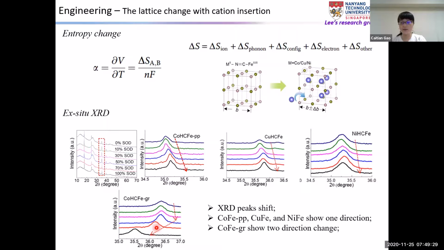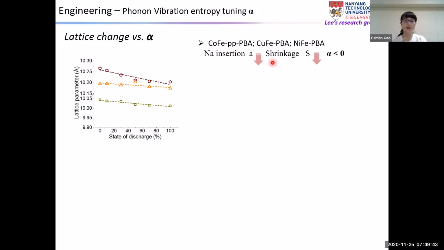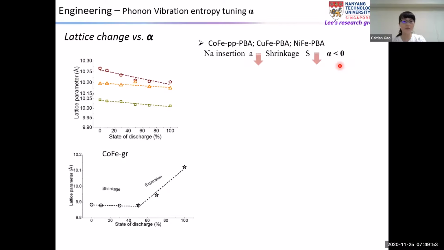So it's very interesting. And we draw such a plot here, and we found in these three materials, the lattice parameter decreased during the sodium ion insertion. That means the lattice has a shrinkage tendency, and that means the phonon vibration entropy decreases. So our materials have the negative alpha.